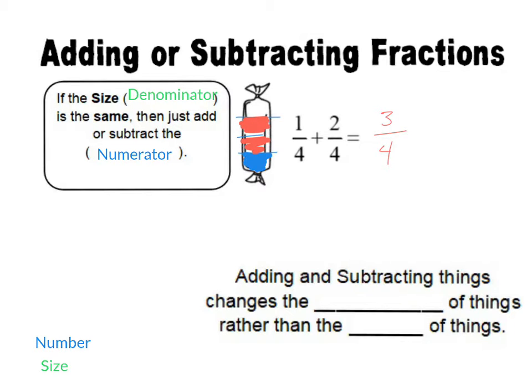So notice I just added the top numbers, the numerators, but my bottom number stayed the same. Because when you add things, you don't change the size of what you're adding. You just get more of them. So adding and subtracting things changes the number of the things rather than the size of the things, which is why your bottom number, your denominator, will always stay the same.